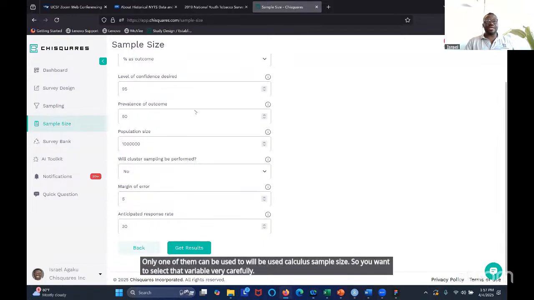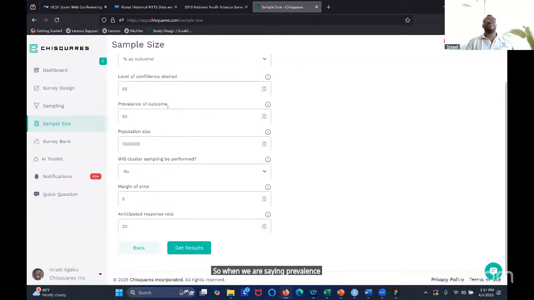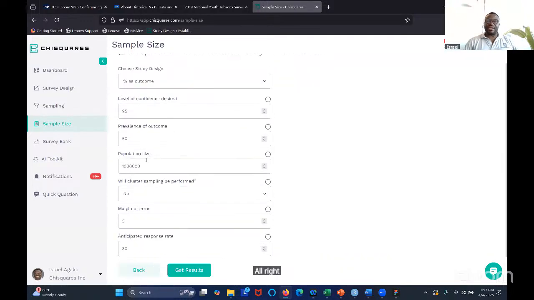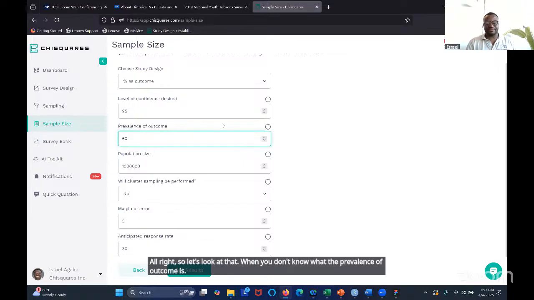So when we are saying prevalence of outcome, you might ask, oh, but I have 100 outcomes. No, we're referring to that one outcome you have to select to serve as the representative of all your variables. All right, so let's look at that. When you don't know what the prevalence of the outcome is, you just put 50%.